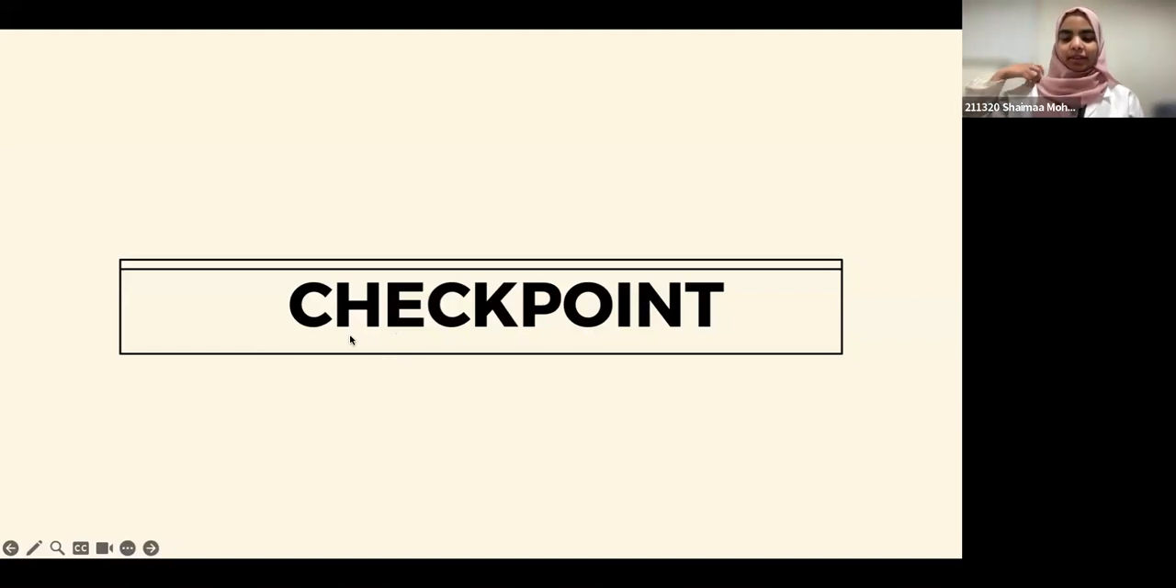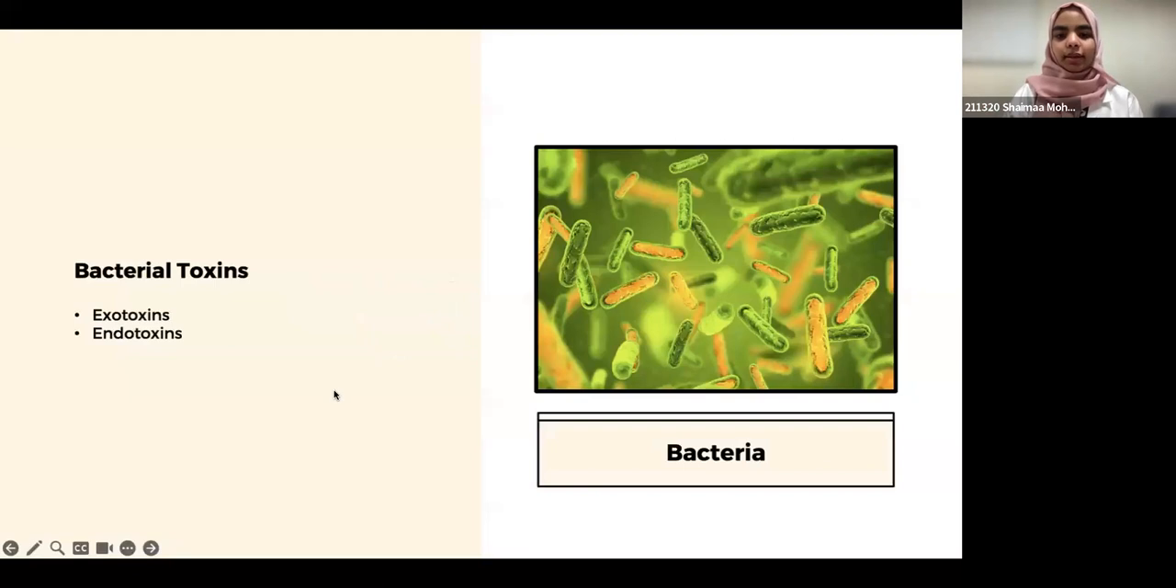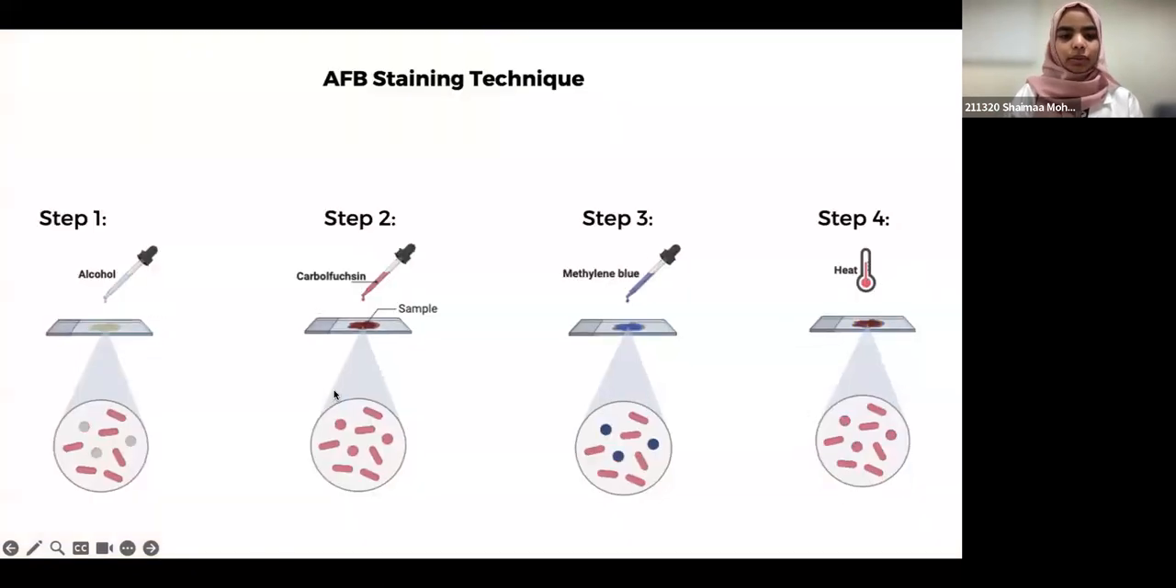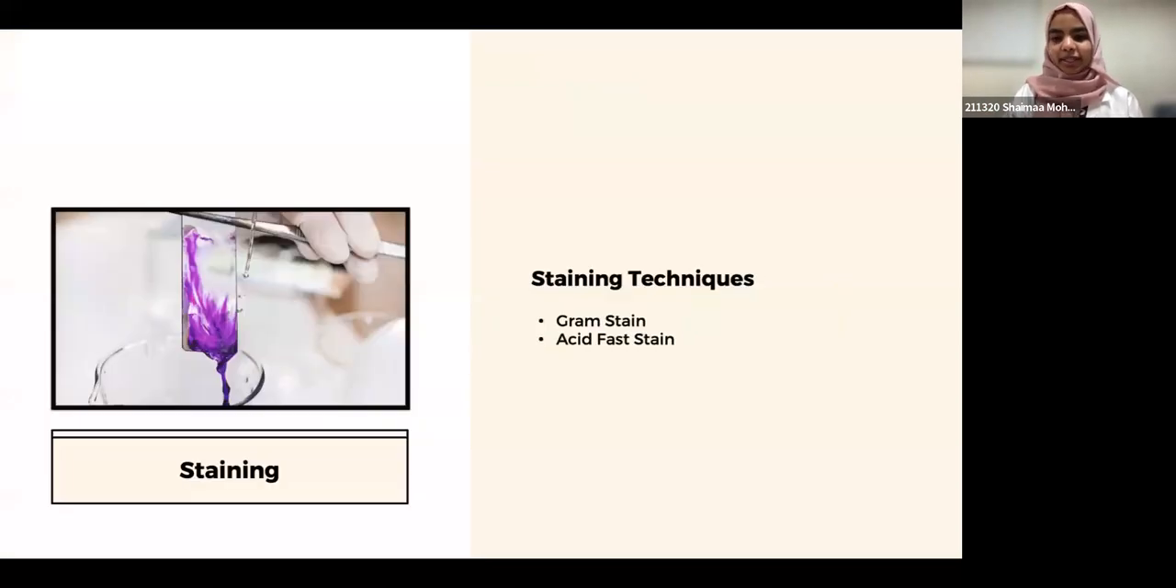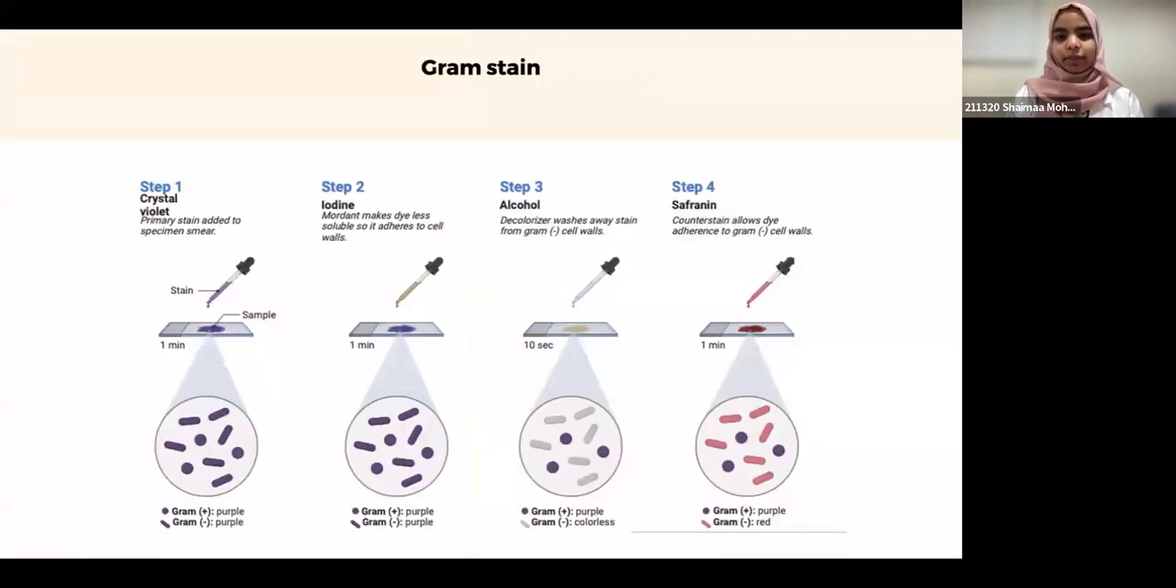Okay. So now let's move on to the next concept, which is bacterial toxins. No, I think I went too far. Staining techniques. Okay. So let's look at the staining techniques. We know about the gram stain and the acid-fast stain. So let's look at how they're done. Starting with gram stain, it's very simple.